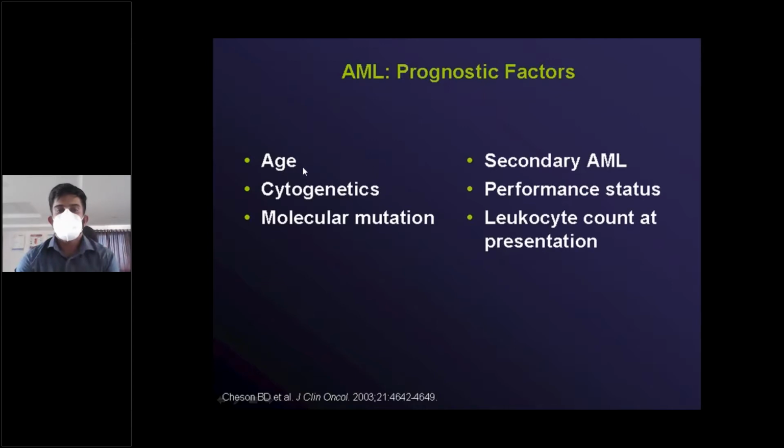So the prognostic factors are obviously age. If the age is more, bad prognosis. Cytogenetics are bad prognosis. Molecular mutations, if there are too many, are bad prognosis. Secondary AML has bad prognosis. Performance status is bad prognosis if the status is low. Leukocyte count at presentation is very important. If it's less than 30,000, that's good prognosis. If it's greater than 1 lakh, it is bad prognosis.